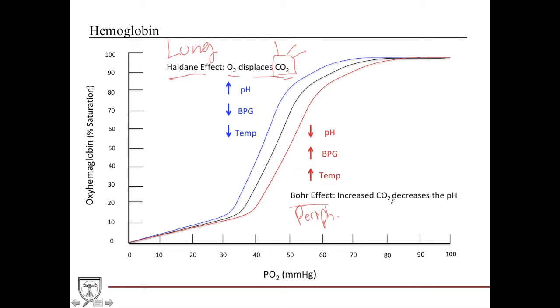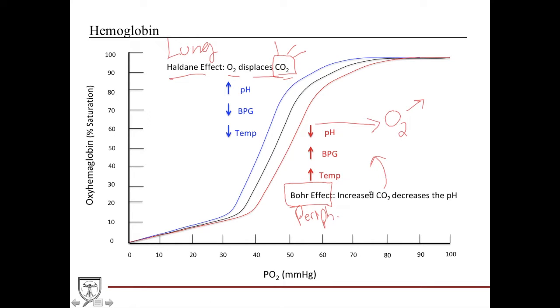And this is where you have increased CO2, which decreases the pH, which then causes decreased binding affinity of oxygen to the hemoglobin, which is what you want when you're in the periphery, because you want that oxygen to then be released into the tissue for perfusion. Now that oxygen has been released from hemoglobin, the carbon dioxide can now bind to the hemoglobin. And that's what the Bohr effect really explains and really talks about.